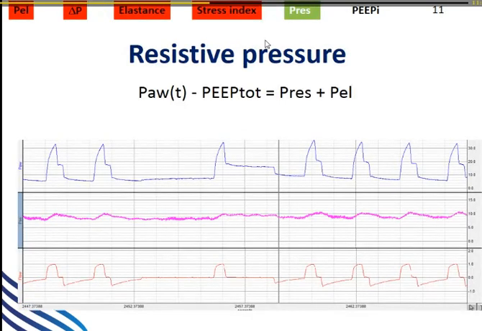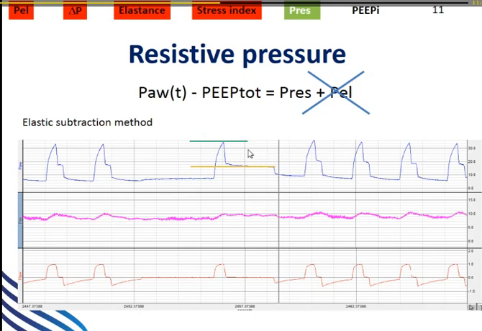Now let's move on to the second pressure we have to measure, which is the resistive pressure. And again, to obtain the resistive pressure, we have to discard the elastic pressure. And to do that, again, we have to apply a very old respiratory physiology method, which is the elastic subtraction method. That is the reason why I started with the measurement of elastic pressure. From the peak airway pressure, you are going to subtract the elastic pressure. And the total pressure drop here is a resistive pressure across the whole respiratory system. And if you divide this pressure drop by the flow, you get the resistance of the whole system.